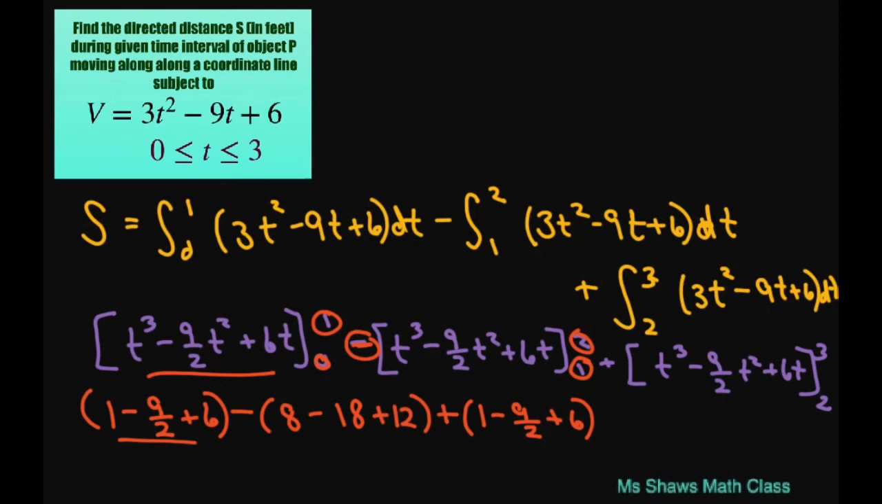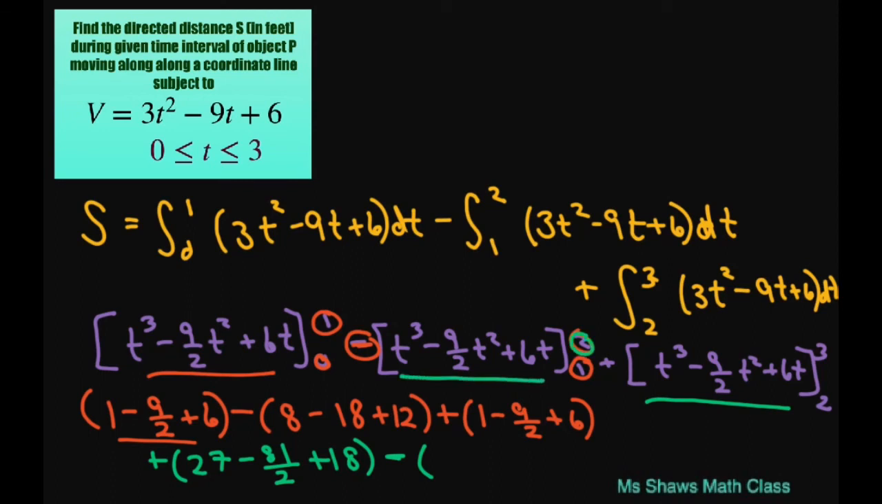Then we've got to do these last two. This one's going to be plus 3 cubed is 27, minus 81 divided by 2, plus 18. Then we're going to have minus, substitute in the 2, which we already did once. So that's going to be minus 8 minus 18 plus 12.